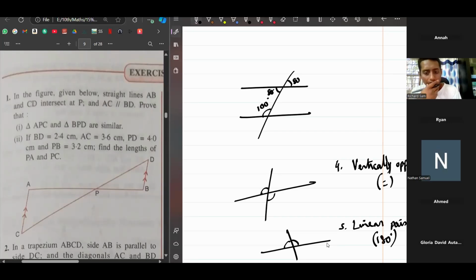But in a linear pair, both sides will not be 90 degrees. They should add up to 180. If one is 100, the other can be 80. If one is 110, the other has to be 70. Okay, it can be like this.